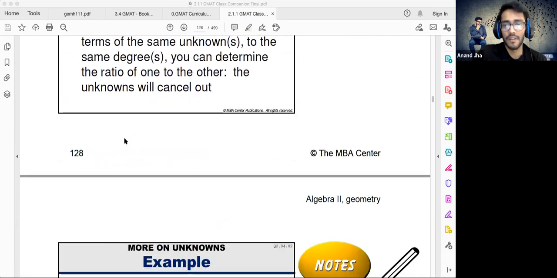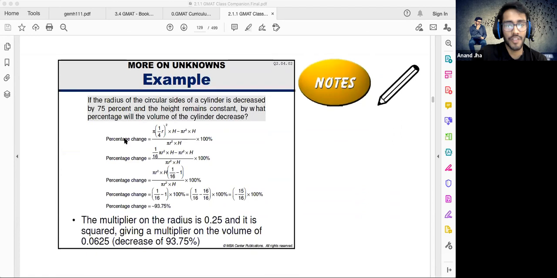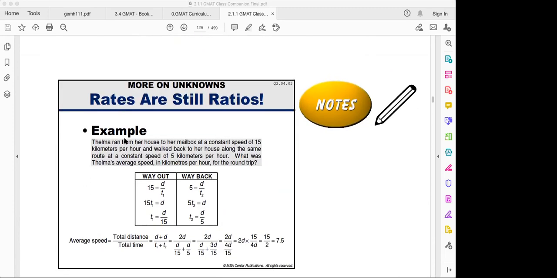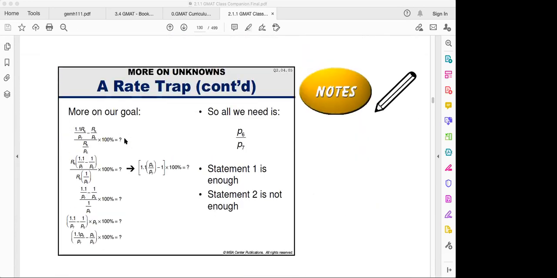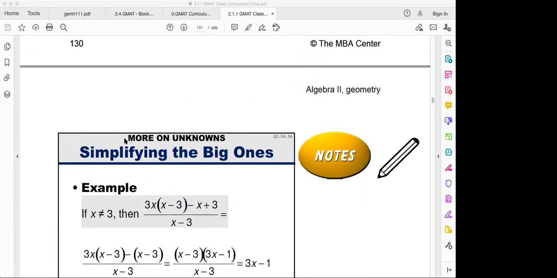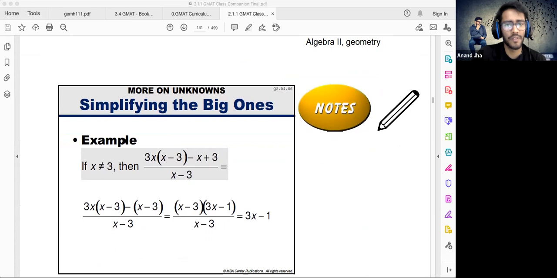What is this? Percentage change. Percentage change has been done, no? I have talked about this already. Percentage increase, percentage decrease. This we did already. Ratio. Rate, not required as of now. Simplifying the big ones. This we know.